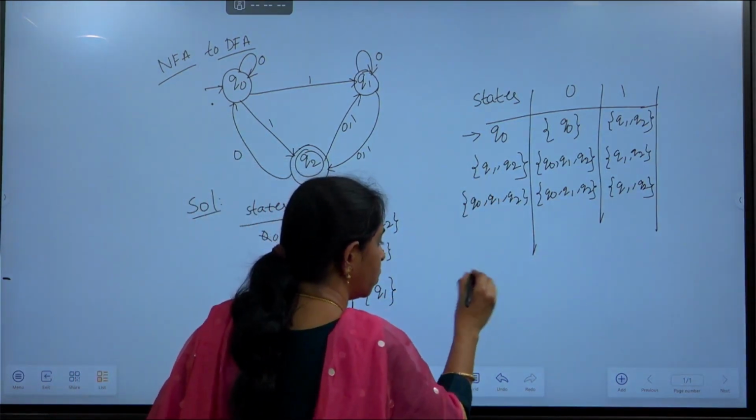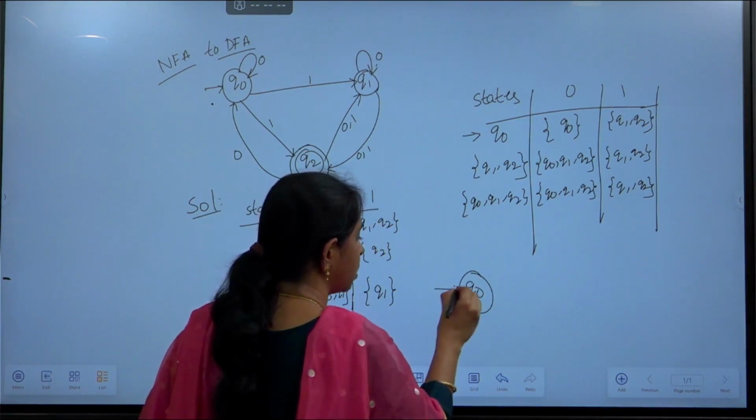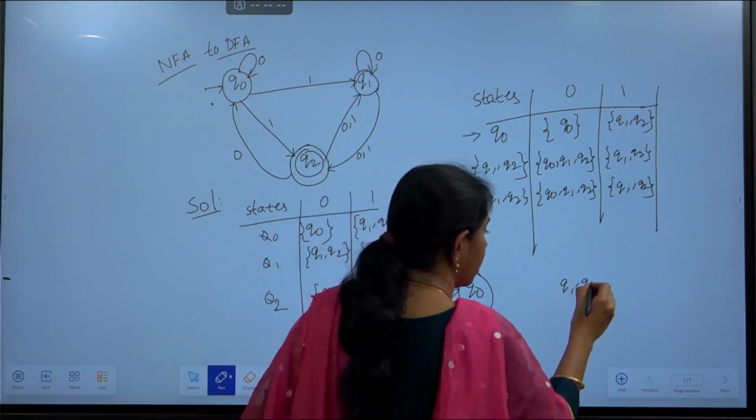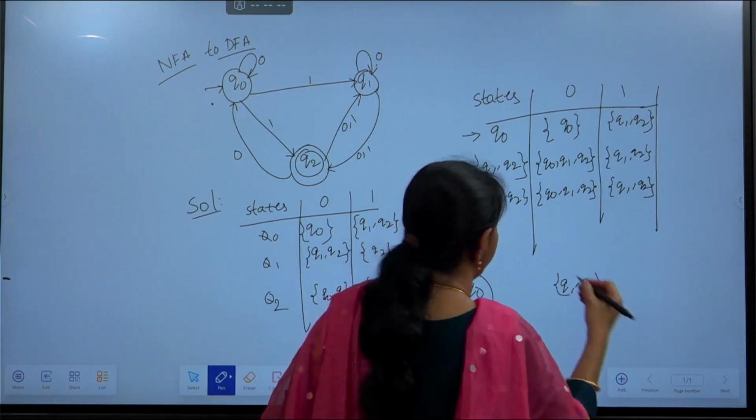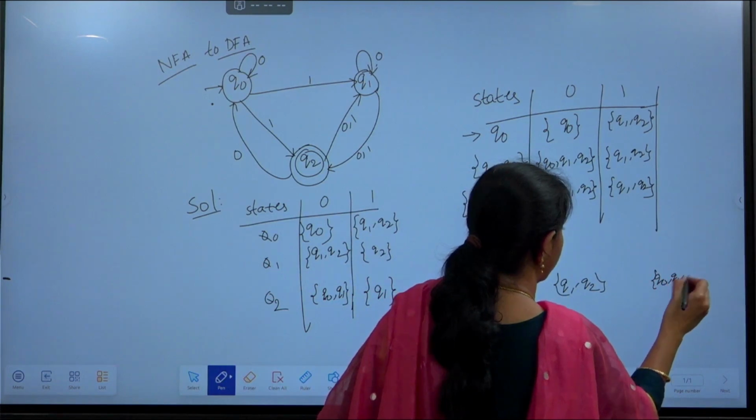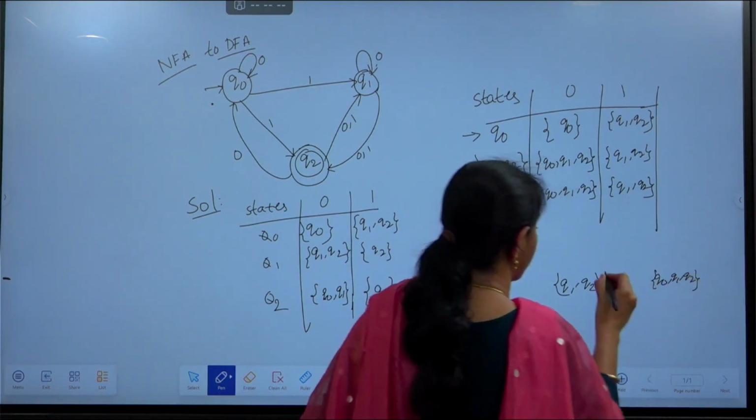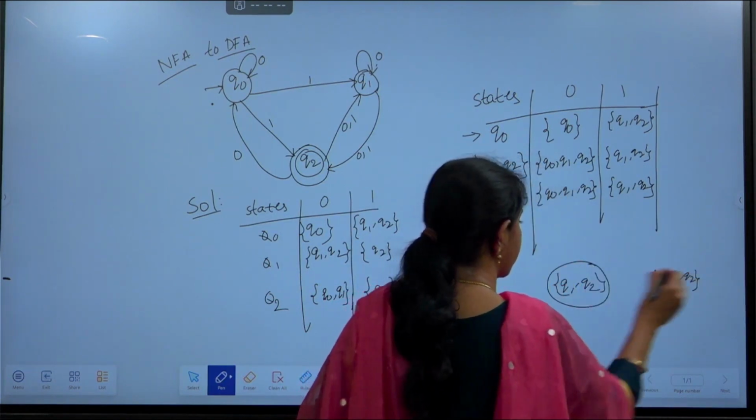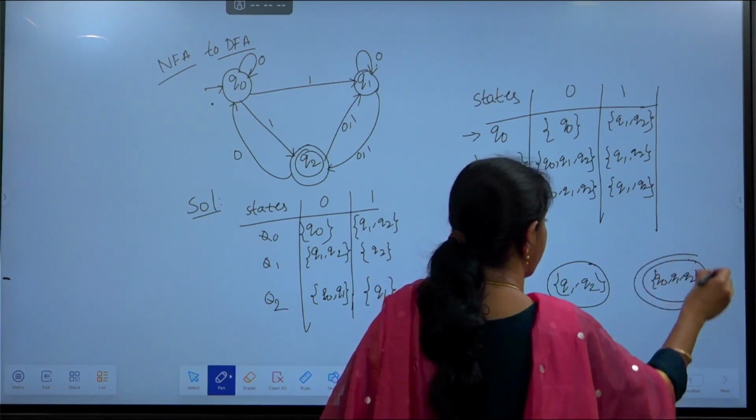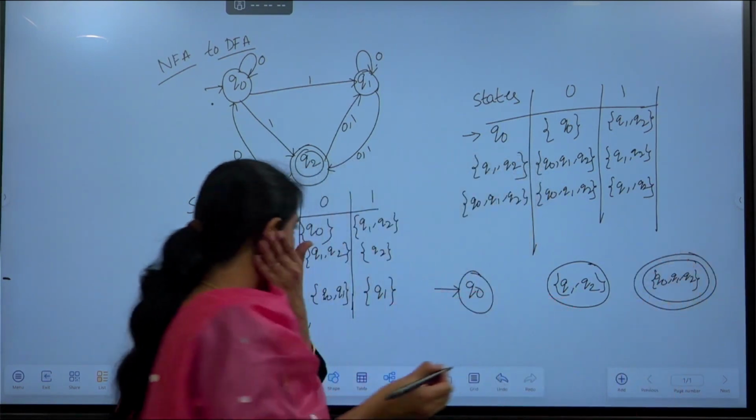First we will take Q0 as the initial state. The states we have: Q1 comma Q2 is one state, and the new state Q0 Q1 Q2. Take these as the states. Q0 Q1 Q2 is a final state because it has Q2.